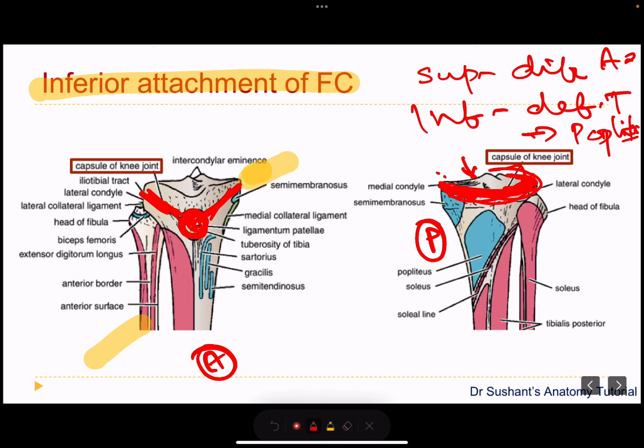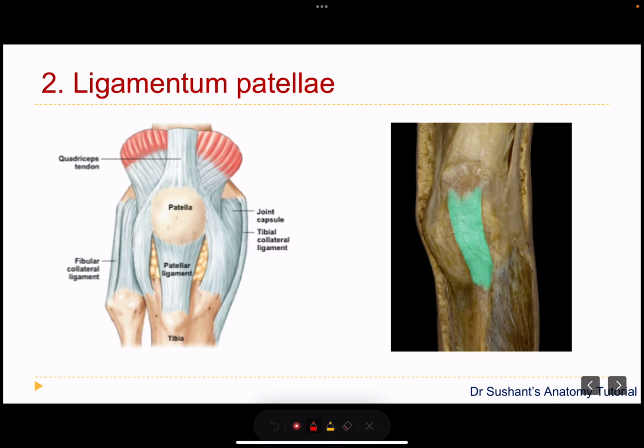So that's the inferior attachment of the fibrous capsule. Inferiorly, it is attached to the tibia, simply put, along the periphery of the articular surfaces, and is deficient for the tendon of popliteus muscle.